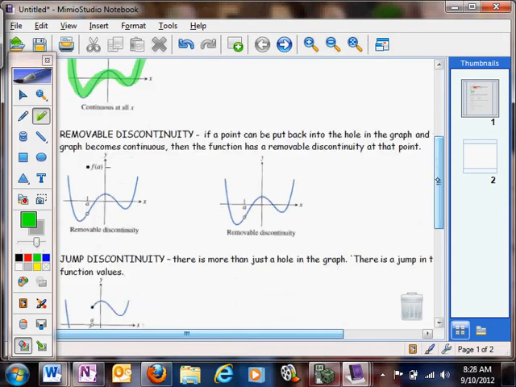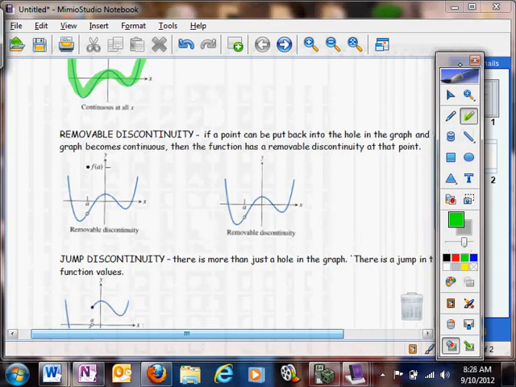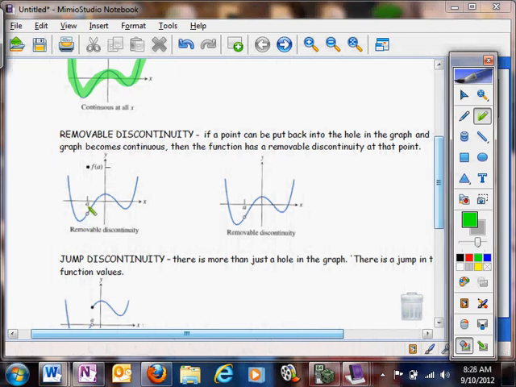Then we could have a removable discontinuity. I'm going to talk a little bit about this, but we'll be talking more about this at a later date. It says if a point can be put back into the hole in the graph and the graph becomes continuous, then the function has a removable discontinuity at that point.